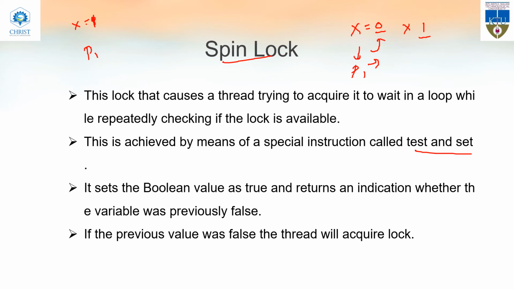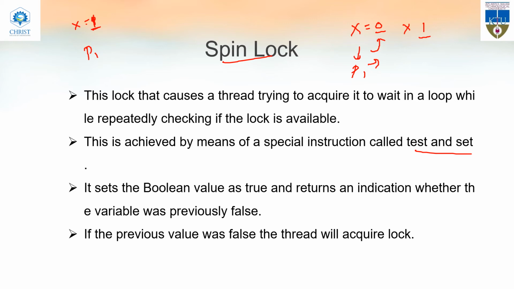Okay, only after that it will test. So first it will set, then it will test. What will it test? It will test whether the current value is the same as the previous value. If it is the same, it means that it cannot access the resource. If the current value and the previous value are different, then it can access the resource.